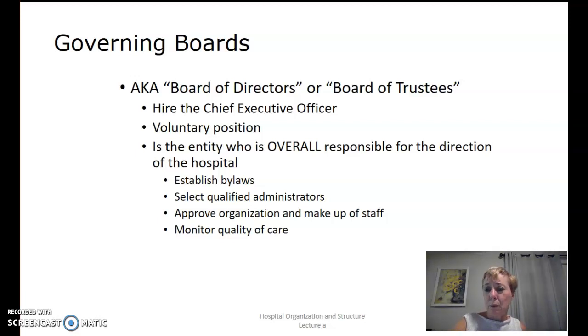They're the ones who approve the strategic plan. They're the ones who establish bylaws. They're the ones who select that qualified administrator. They approve the organization of that facility and how staff is made up, and they're responsible for monitoring quality of care. Now, that doesn't mean that they're in the hospital doing the hands-on work. People report to them, but overall, the decisions that they make and or approve give them overall responsibility. So, a member of a governing board can be sued. So most members of a governing board, the facility where they volunteer at, does take out liability insurance in the event that that would happen.